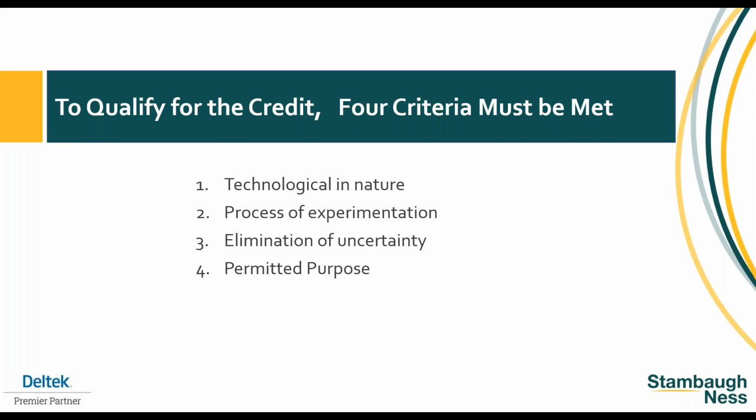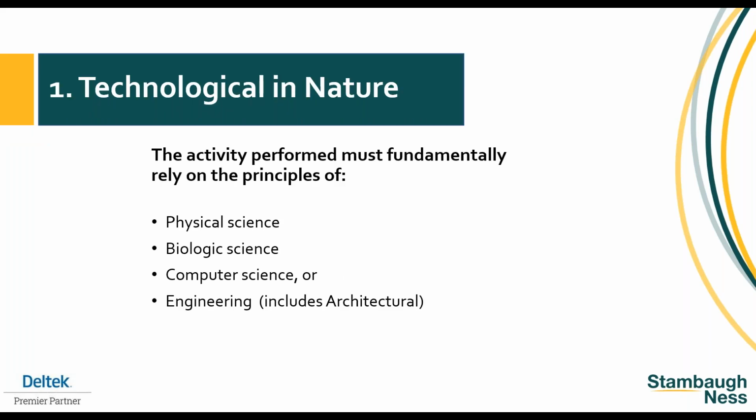The first part of the 4-part test is that your project has to be technological in nature. What that means is the IRS has identified what they call the hard sciences. So the project has to rely on one of these types of sciences: the typical chemistry, biology, but also computer science, mathematics, engineering, and architectural engineering, all of which are included in this category of hard sciences. What's not included is social research, marketing, those types of activities. The IRS has deemed those not qualified. They're not technological in nature in the eyes of the R&D credit.